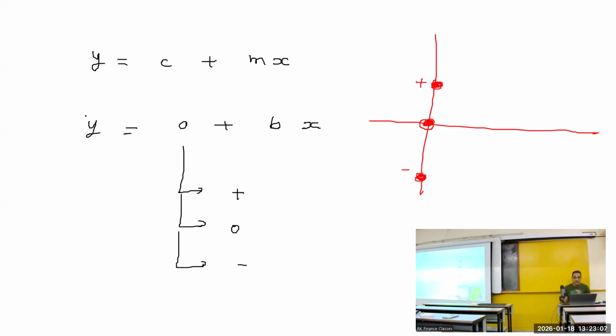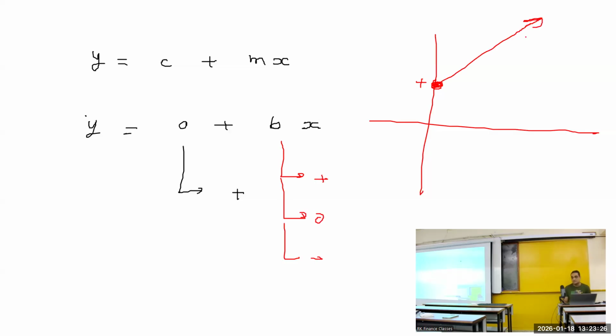As of now, let's assume that A is positive. The line is going to start from above. Second thing about B. What happens when B is positive? What happens when B is 0? What happens when B is negative? If B is positive, the line slopes upward. If B is 0, the line is horizontal, and if B is negative, the line is downward sloping. So positive value of B, line upward sloping; 0 value of B, line horizontal; negative value of B, line downward sloping.